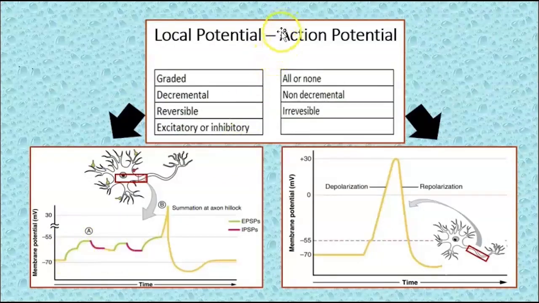Here are the characteristics of the action potential. This is the all or none law, meaning once it starts, it starts. You cannot stop it. Okay, non-decremental. The stimulus doesn't decrease in reversal. The action potential will continue until it reaches the end of the neuron.